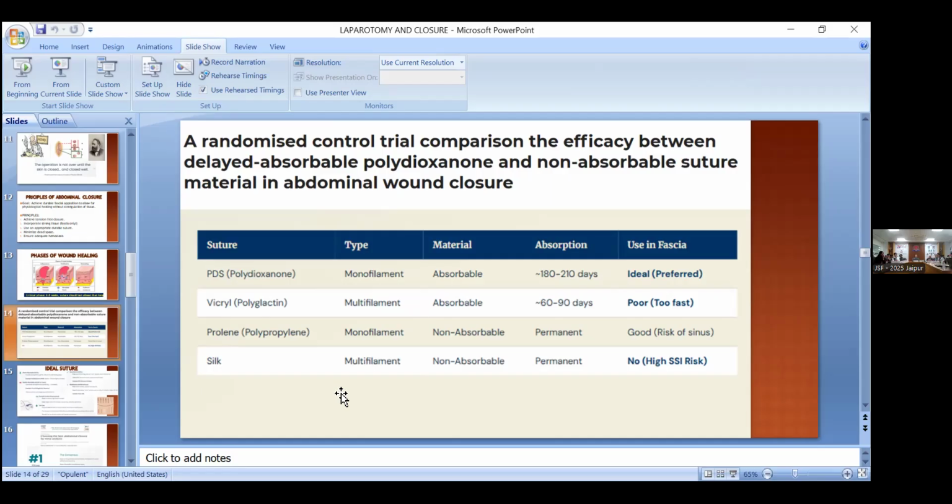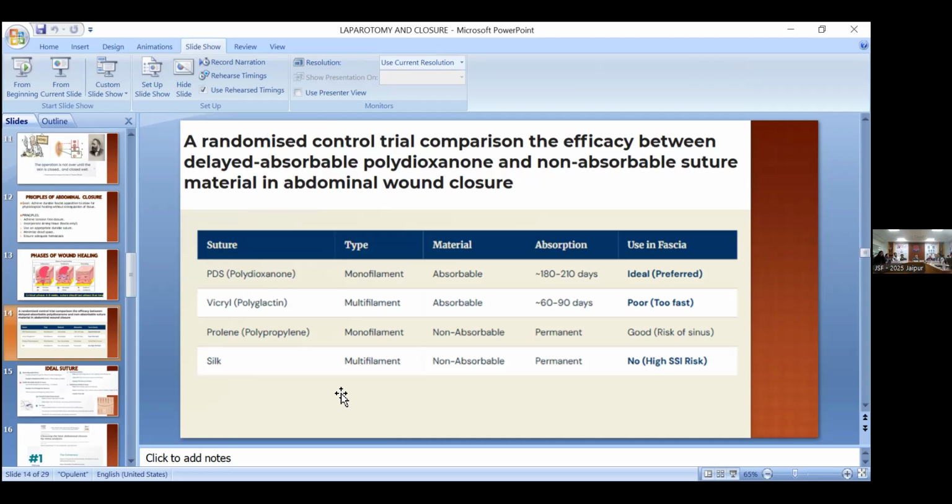So this is a table from a recent RCT that compared 4 sutures, which are mainly polydioxanone, the PDS, Vicryl or polyglactin, Prolene, and silk sutures for fascial closure in the abdominal wall. Out of this table, we can see that 2 sutures, PDS and Prolene, are monofilament sutures, whereas Vicryl and silk are multifilament. The other thing that they studied was whether it's an absorbable or non-absorbable suture.